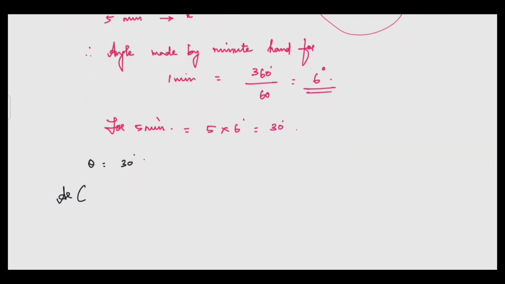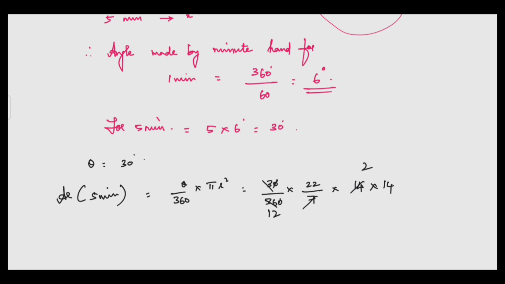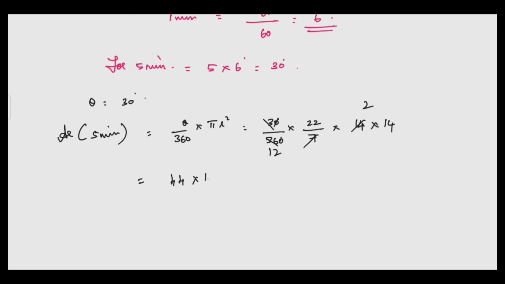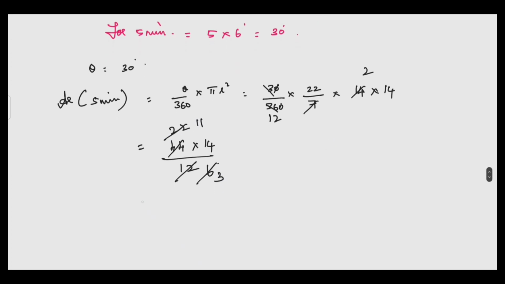So area swept for 5 minutes by the minute hand is theta by 360 into pi r square, where theta is 30 degrees, pi is 22 by 7 and radius is given as 14 centimeter, 14 into 14. Cancelling 3 by 36 as 1 by 12, 7 2s are 14. We'll get 44 into 14 by 12. Cancelling it by 2, 2 6s are 12, 2 22s are 44. Cancelling further, 2 3s are 6, 2 11s are 22.